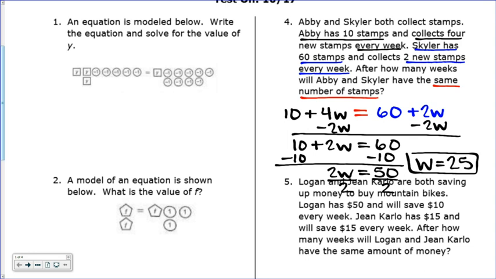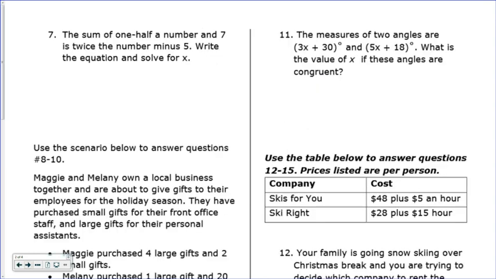All right, let's look at number 11. The measure of 2 angles are 3x plus 30 and 5x plus 8. What is the value of x if these angles are congruent? So right there, you need to understand what congruent means. Congruent means equal to. So we're just setting up an equation.